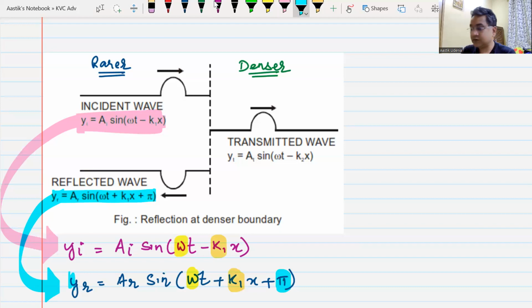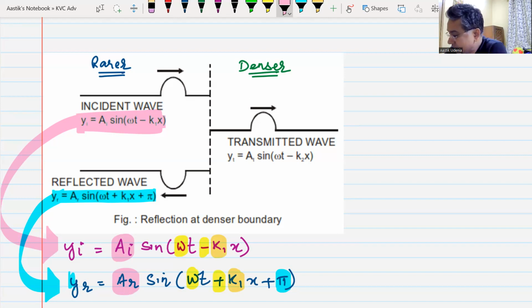This pi has come. Why has this pi come? Change in phase, sir. Why has this plus come? Here it was minus. Why is it plus? Direction, sir. Direction has changed. Here it was AI, here it was AR. Why not same? Because it is incident, it is reflected, and the complete wave is not getting refracted. Do we understand this?